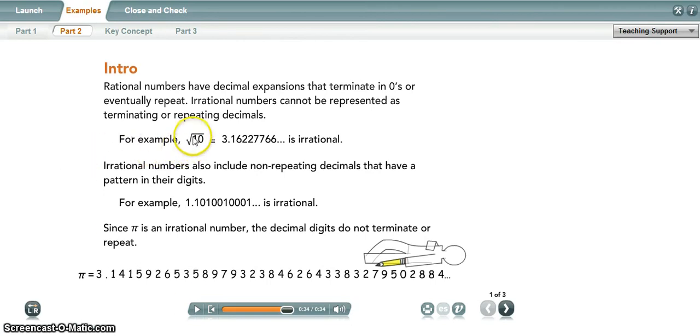So in your example, the square root of 10 is an irrational number, because if you look at the decimal expansion here, it continues on and on and on without a pattern, and it does not terminate. If you look here, this decimal is also irrational. It does not have a specific pattern that continues through the entire expansion, so therefore it is irrational.